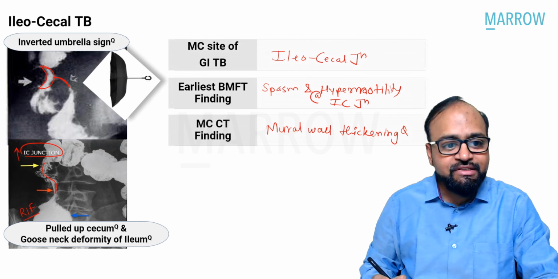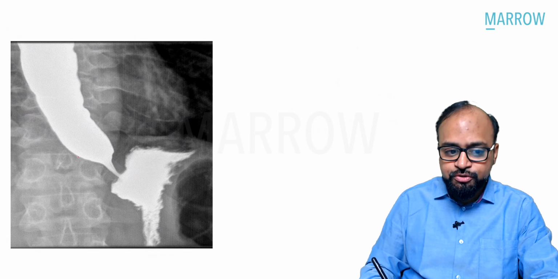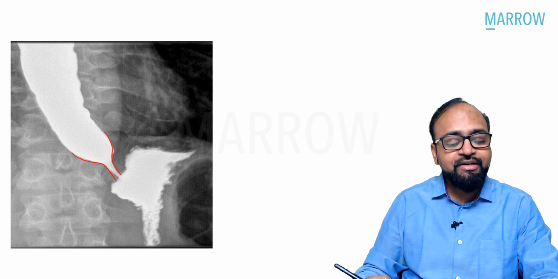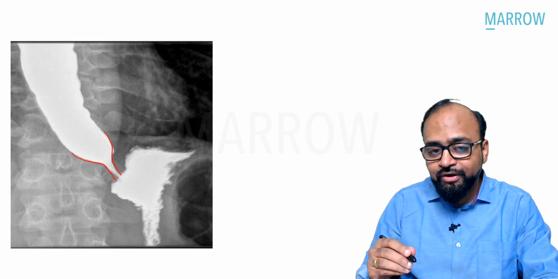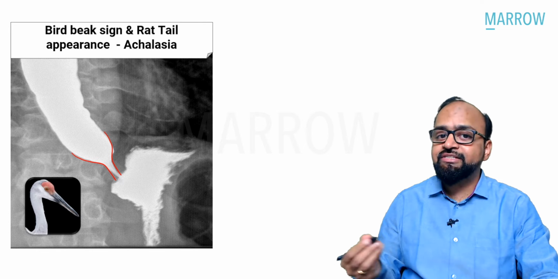This is a sign which is seen in ileocecal TB. Now, a patient presents with dysphagia. You see a smooth, elongated tapering at the lower esophageal sphincter. It is smooth, elongated, with no mucosal irregularity. This is what is called the bird's beak sign of achalasia cardia.